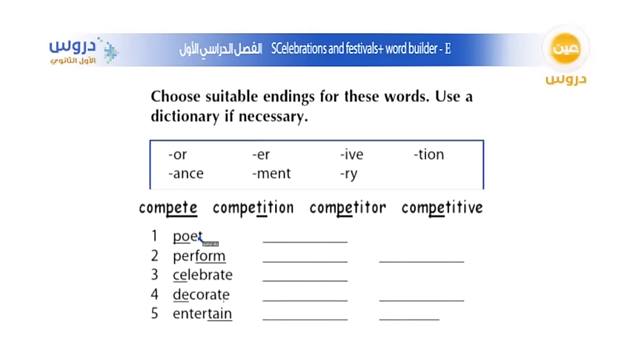Performer. Excellent. What about the noun? Can you build a noun from the verb perform? I think you need to get it right this time, Miss Shahad. Performing. Are you sure about it? What about this suffix here? Performer, that's with ER. What about this one here? Performance. Excellent. Very good. Very good, Miss Ala.